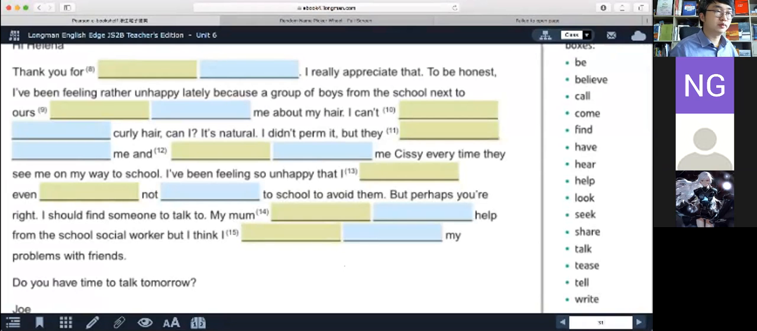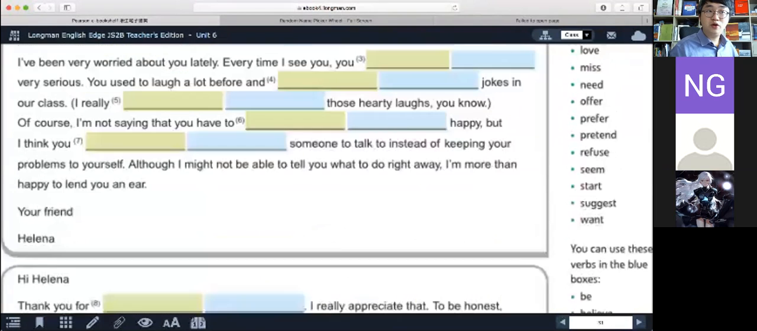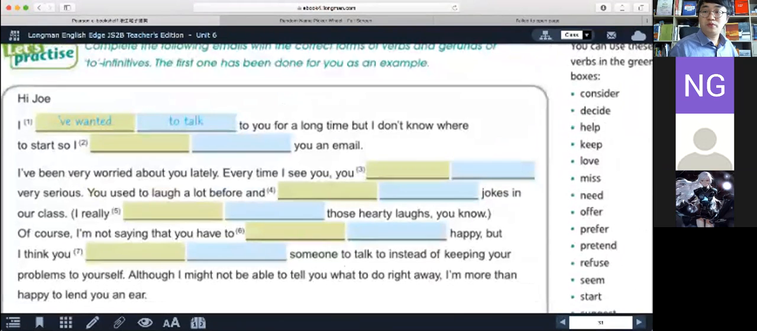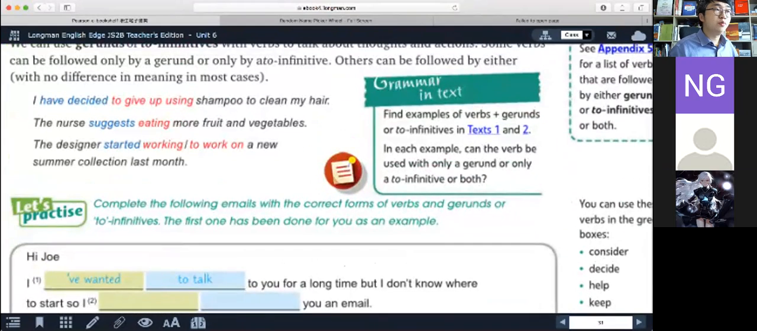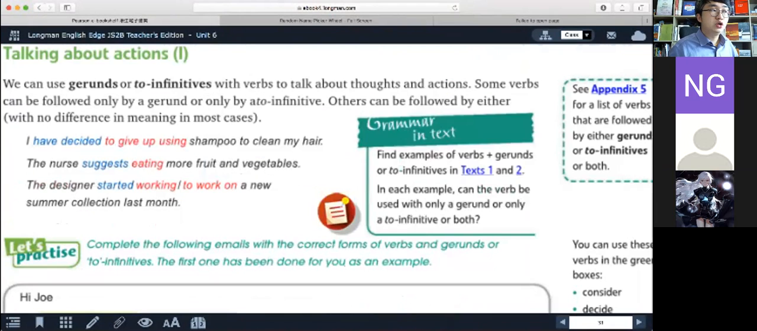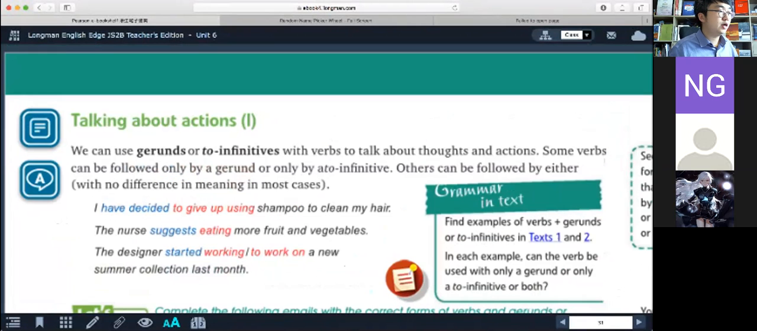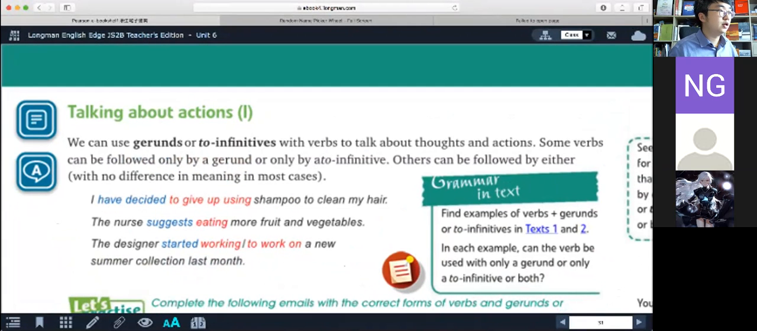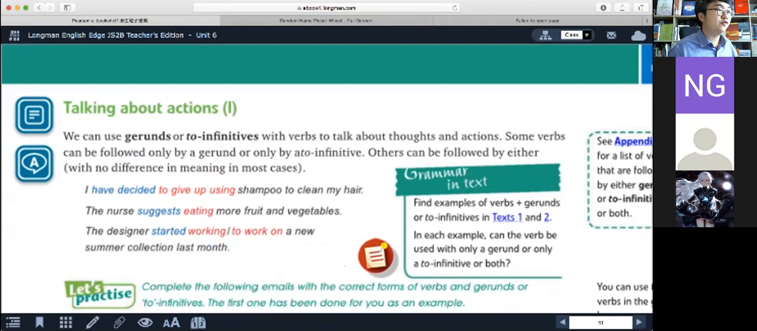Page 31. So here, this is something that we learned, but frankly, this exercise is not easy. So I'm going to go through it with you again before we check the answers. So now let's have a look at here. So I don't know if you still remember the difference between gerunds and to-infinitives. We learned it in our first term.